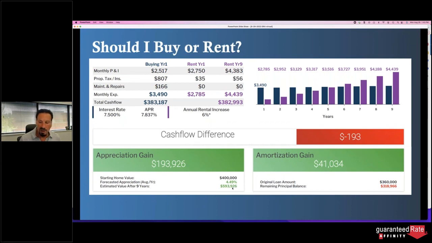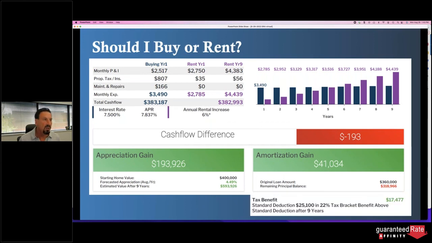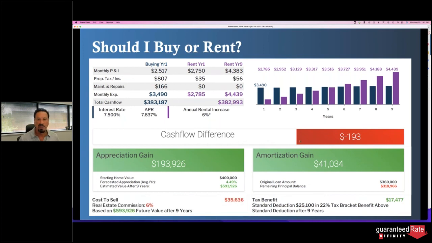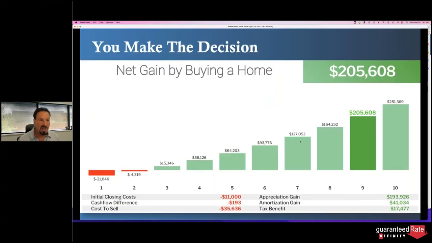And you get a little tax benefit too. That's not bad. But subtract the cost to sell, and what happens? At this crazy example, where you're paying 7.5% compared to a rent that's way below market, you're still up by $205,000. And that doesn't account if you would have refinanced or whatever. And look, even after 6 years, it's $93,000. After 4 years, it's $38,000. After 3 years, it's $15,000.